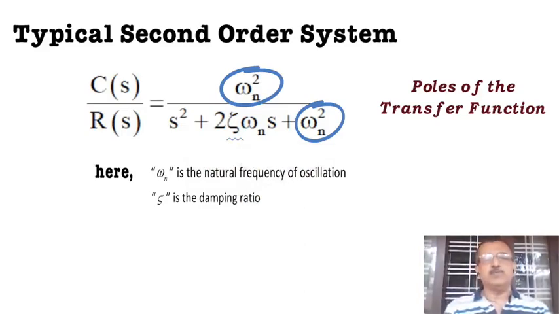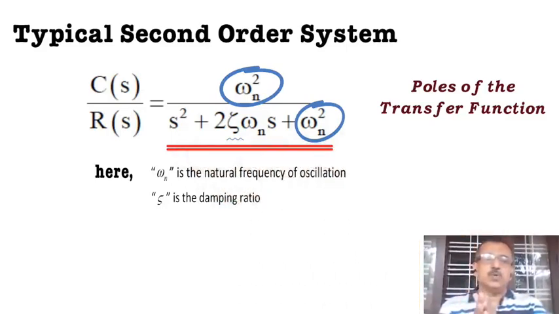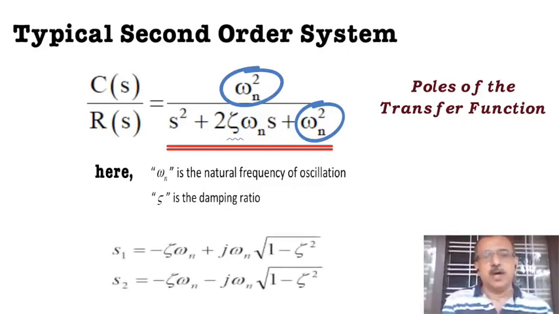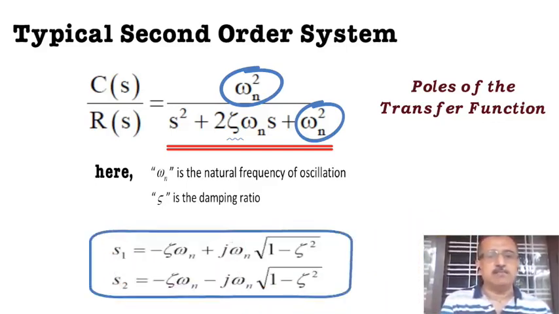The denominator will become 0 when s square plus 2 theta omega n s plus omega n square is equal to 0. So from our school maths, we know that for a x square plus b x plus c equal to 0, the roots of the characteristic equation are minus b plus or minus root of b square minus 4ac, divided by 2a. So when you simplify it, you will get the poles as this. I assume that theta is less than 1. So when theta is less than 1, these are the poles, where j is root of minus 1.